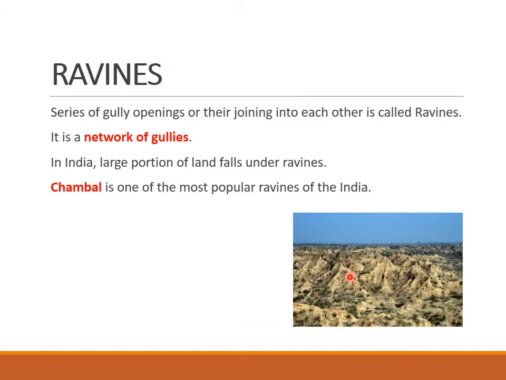Next one is ravines. Ravines are a series of gully openings, or we can say a network of gullies. It is called a ravine. Chambal is one of the most popular ravines, which is shown in this image. We can see many networks of gullies connected, and it forms a ravine.